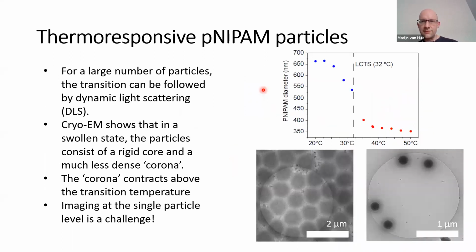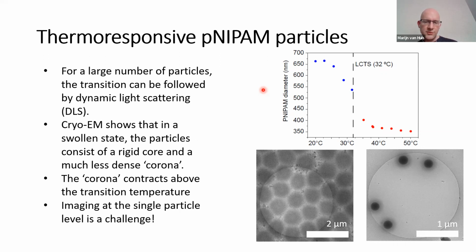So the top graph is the graph that we obtained from the dynamic light scattering for the p-NIPAM particle diameters. So these are polymer nanoparticles. At the bottom, you see two cryo-EM results. At the bottom right, these are silica particles coated with p-NIPAM, and the other image is also cryo-EM, but this is pure p-NIPAM.